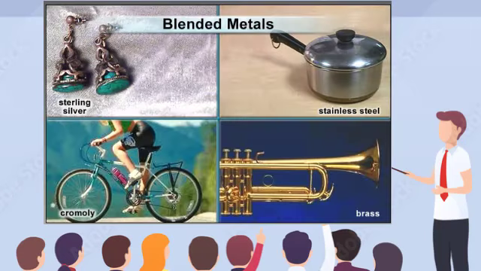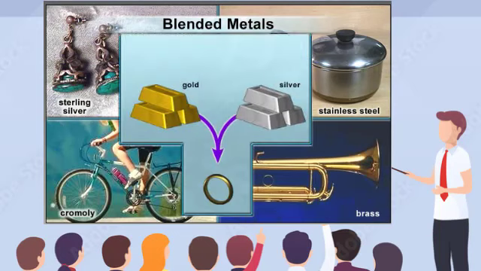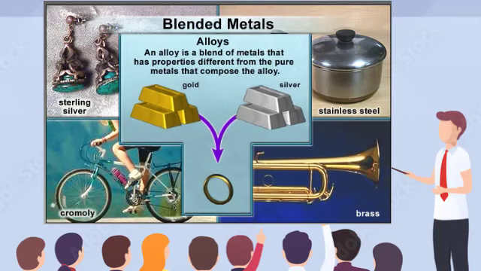Metals, such as silver and gold, are often combined into solid solutions to create products with properties different from the pure metals composing the solution. The resulting solution is called an alloy.